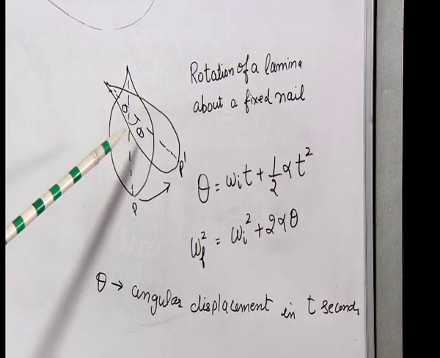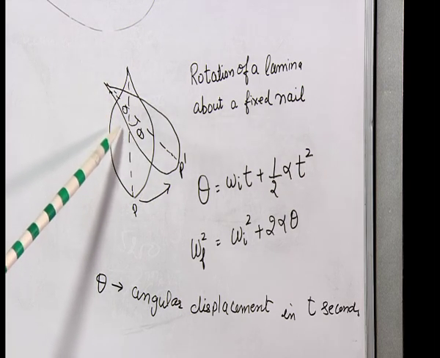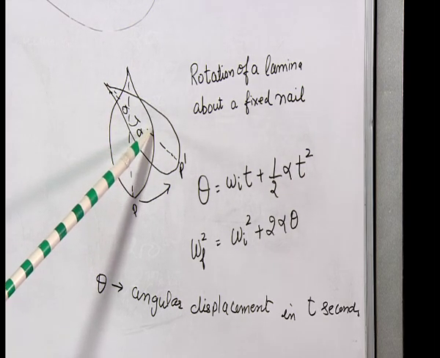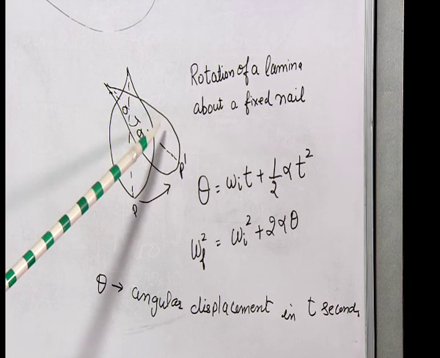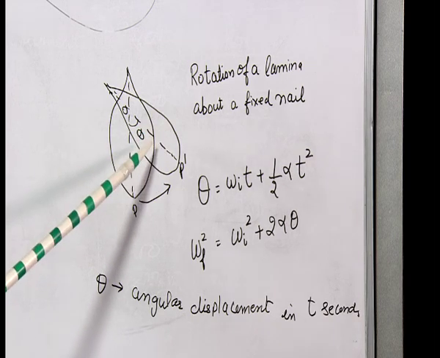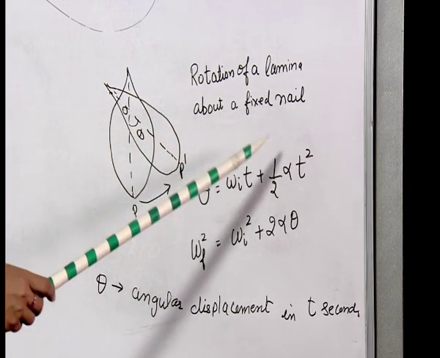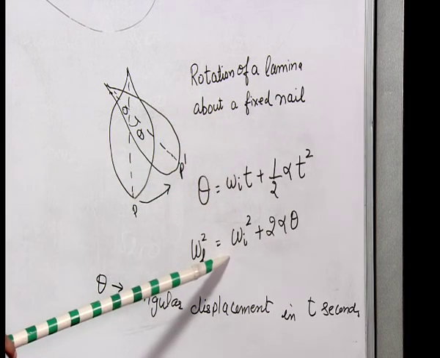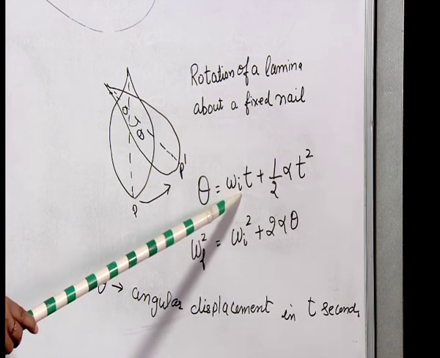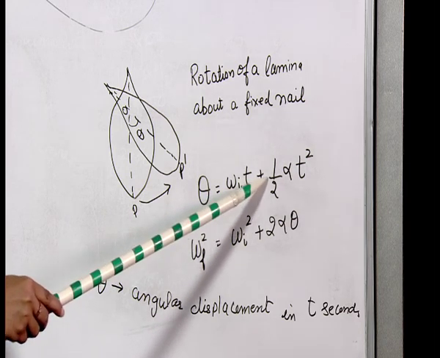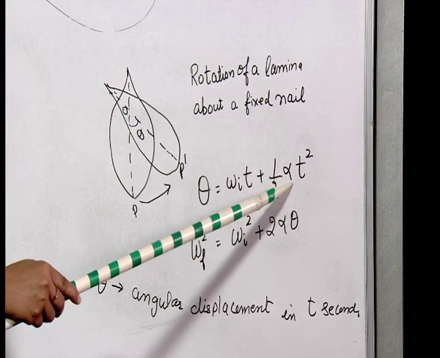First, we have theta equals omega t, where omega is the angular velocity if the body is moving through an angle theta. With initial angular velocity omega i and final angular velocity omega f, we have omega f equals omega i plus alpha t. Now, there are two more equations that we can write: theta equals omega i t plus half alpha t square, where t is the time taken to rotate. What is alpha? Alpha is angular acceleration.